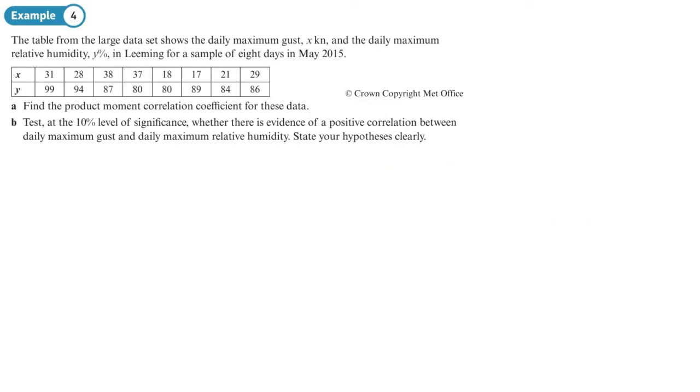Okay. This question, the only difference with this one is that we actually need to calculate the PMCC, but we do exactly the same thing. So on our calculators, menu 6, number 2, and we're going to type those numbers in. I'll do that now. So 31, 28, 38, 37, 18, 17, 21, 29. We'll scroll back up and put the Y values in. 99, 94, 87, 80, 80, 80 again, 89, 84, 86. Right, now I press option, regression calculation number 4, and I get my value of R.